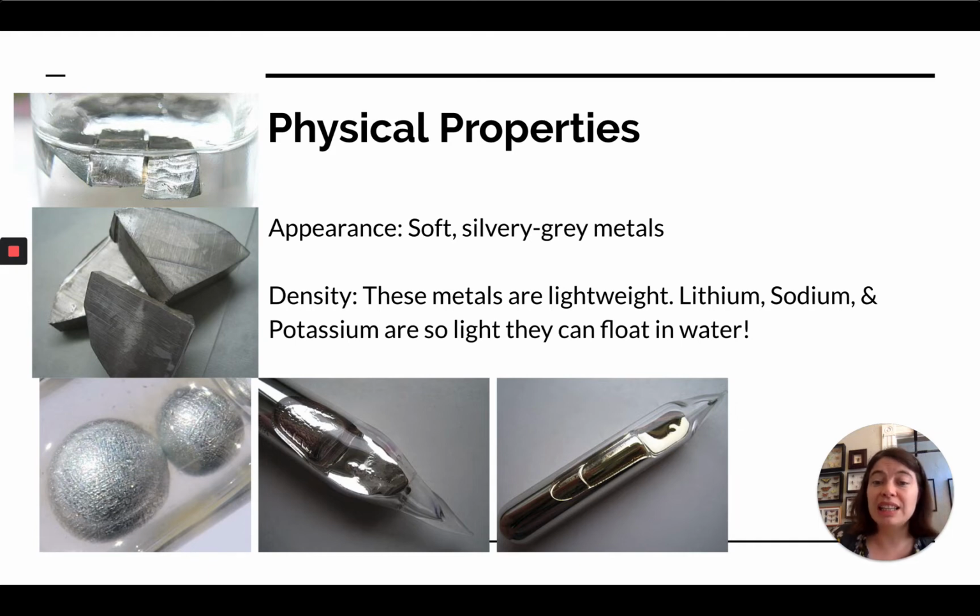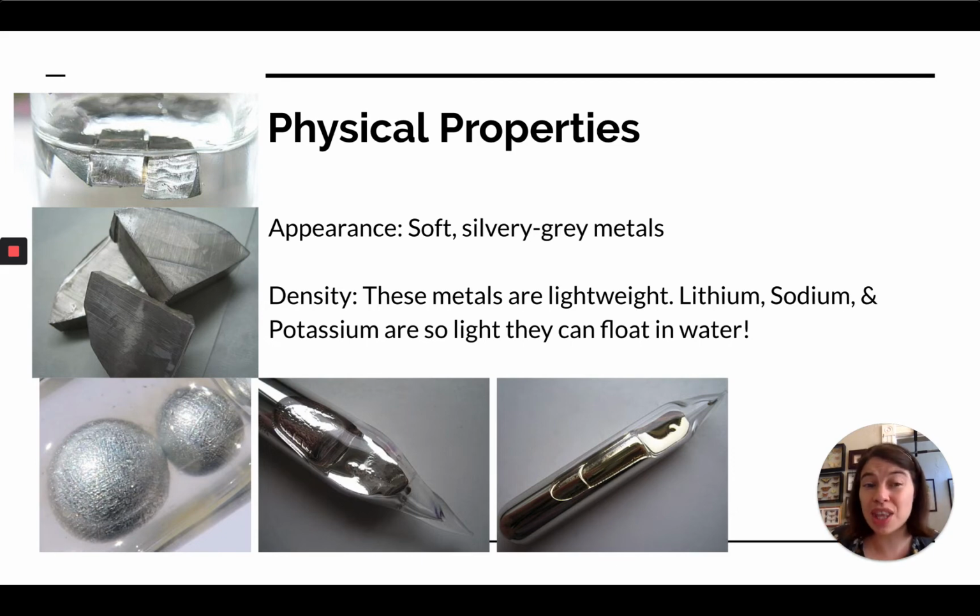These are also really lightweight metals. And the farther up you go, the lighter weight they are. So lithium is the lightest of these. Lithium can float in water. Sodium and potassium can also float in water. Rubidium and cesium and francium are a little bit heavier, and so those ones are heavy enough that they can actually sink in water, but they're not much heavier than water. So those are the physical properties of these things.